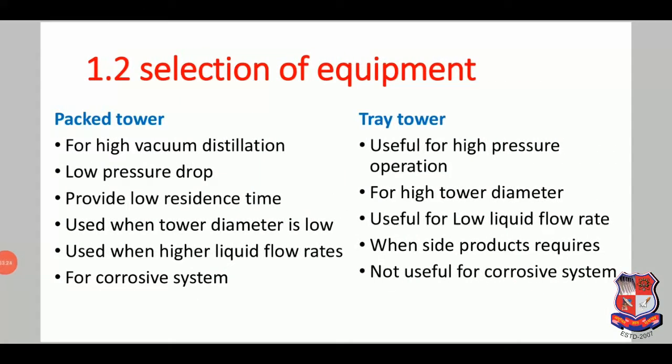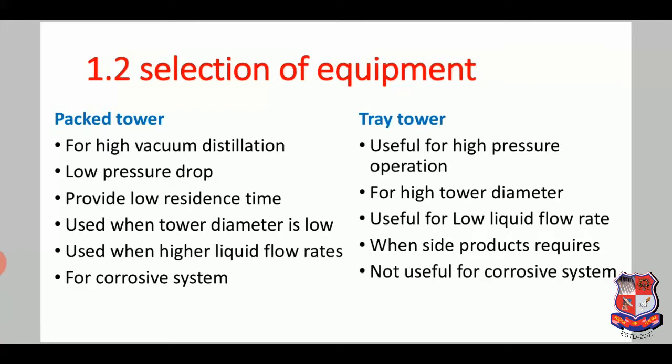Then comes the selection criteria for the equipment of distillation. As we know, distillation can be performed in two types of equipment. The first one is packed tower and the other one is tray tower, and we all know about it. So when do we use a packed tower and when do we use a tray tower? Here I have given some points. If you want to carry out distillation at high vacuum or under vacuum, then a packed tower is chosen. And if you want to carry out your operation at high pressure or greater than atmospheric pressure, then a tray tower is useful.